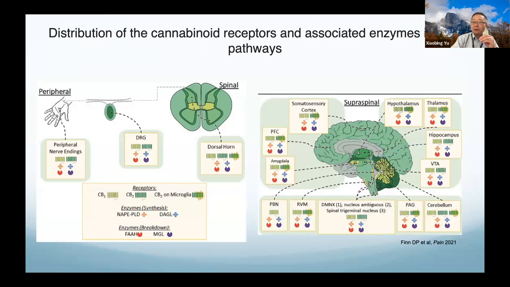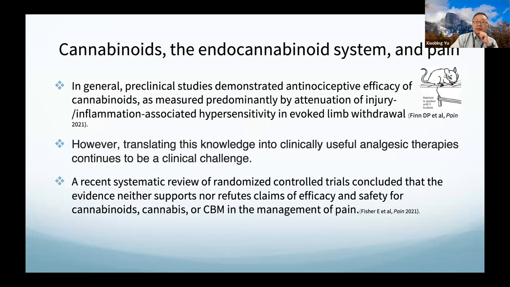From our peripheral nervous system in our skin, to the dorsal root ganglion, which you probably remember from an earlier slide, to the spinal cord, a pain processing center, and the brain, they are everywhere. And they have a variety of functions, such as depression and pain, but today I'm just focusing on pain. In preclinical models, mainly rodent animal models, researchers looked at the potential anti-nociceptive efficacy of cannabinoids. They showed that if you treat mice with cannabinoids, it can reduce injury or inflammation associated sensitivity and pain in these animal models.